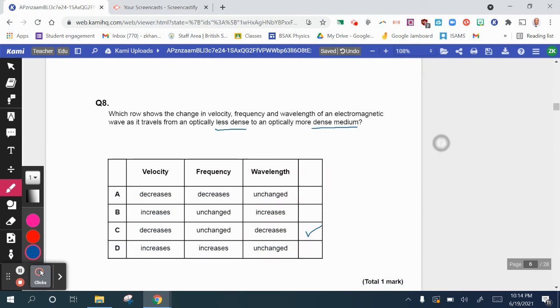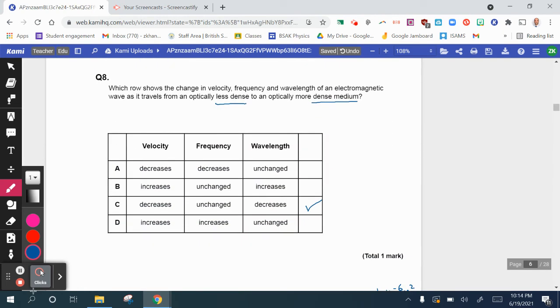Okay, so question 8. Which row shows a change in velocity, frequency, or wavelength of an electromagnetic wave as it travels from optically less dense to optically more dense? So we're going from less dense to dense. So we know that the speed decreases. So it's that or that. So when light goes from less dense to dense, speed decreases. So it's either A or C.